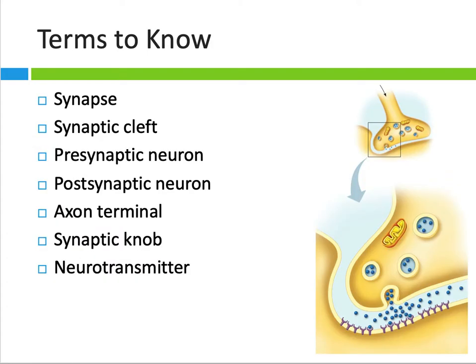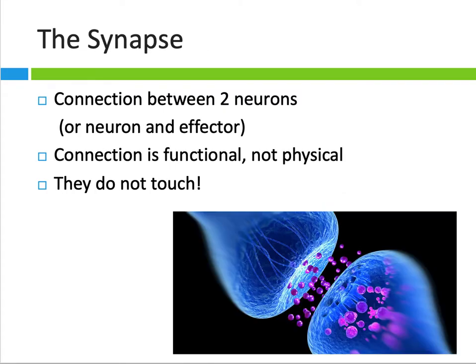Today, we're going to look at a number of different terms, all related to the transmission of the impulse across a synapse. These are some of the key terms we're going to go over before we can actually talk about the process itself. A synapse is a connection between two neurons. It can also be the connection between a neuron and an effector. So when you go all the way to the end, to the last efferent or motor neuron, you eventually get to an effector. That connection is also called a synapse.